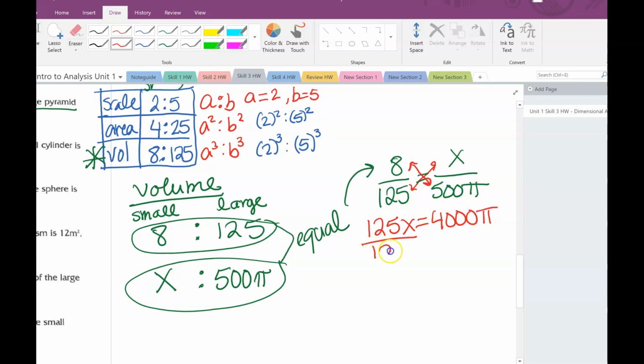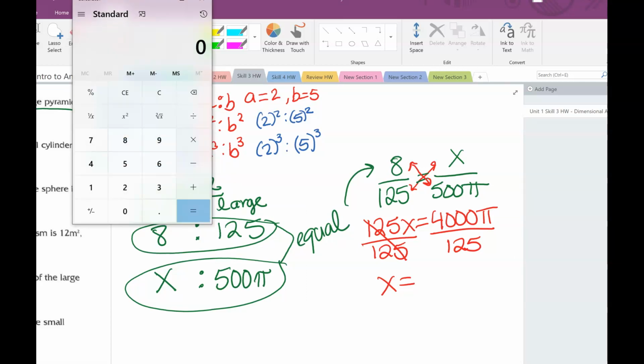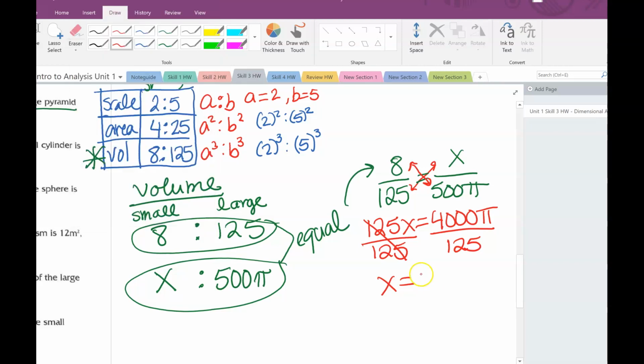And I would want to divide both sides by 125. And I'm just going to keep that pi in my answer, just like we have before for some of the surface area and volume stuff. And I'm just going to get a calculator and calculate what 4,000 divided by 125 is, and that's 32. So this will be 32 pi.